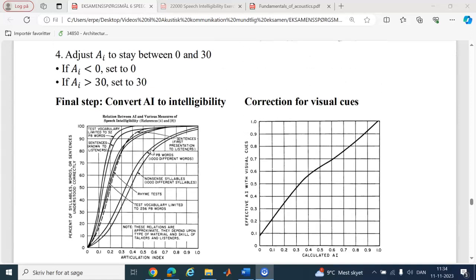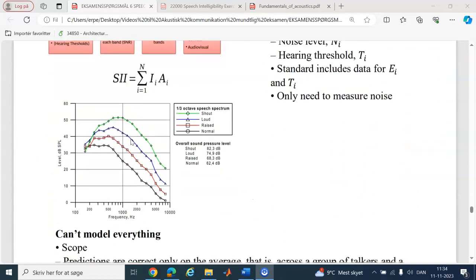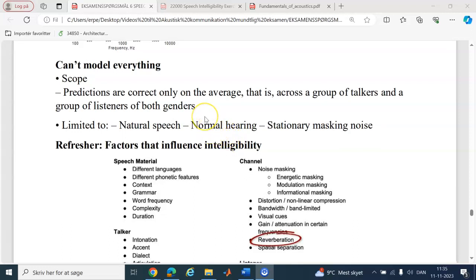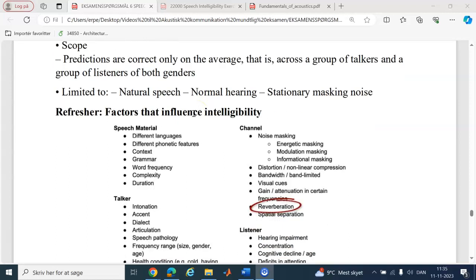SII has the same kind of formula as a sum of the contributions from independent frequency bands. We can't model everything. Predictions are correct only on average, that is across a group of talkers and a group of listeners of both genders. It is limited to natural speech, normal hearing, and stationary masking noise.